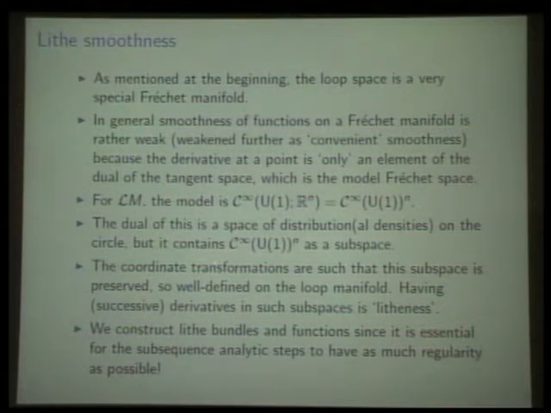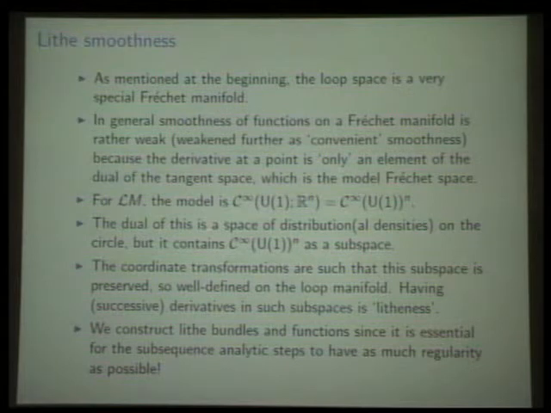And so you can refine this notion. So you can ask for much more smoothness, and this is what we do by saying litheness. Within the class of distributions, of course, this thing itself sits as a subspace of smooth functions. And so you can ask for functions whose derivative at each point are given by smooth functions on the loop at that point.